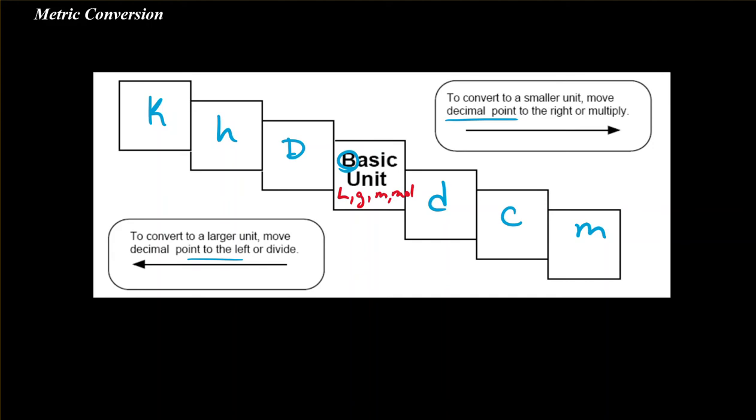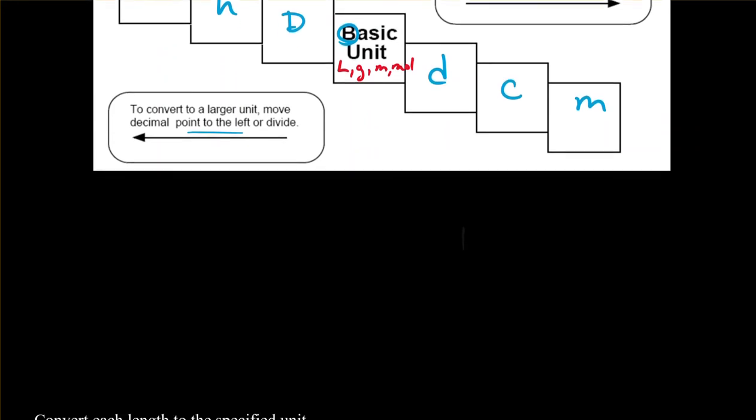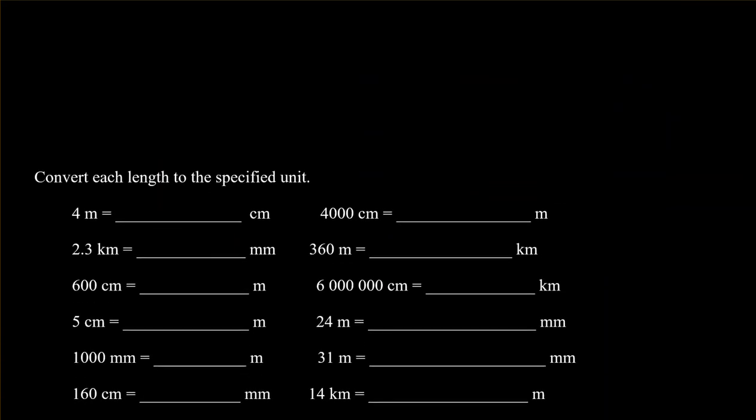The best way to explain this is just to dive right in, so we're going to try some examples. It says convert each length to the specified unit. We want to go from 4 meters to centimeters. How many centimeters are in 4 meters? The first thing I want you to do is write down King Henry died by drinking chocolate milk, and we're going to circle the B so that we know that's our base unit.